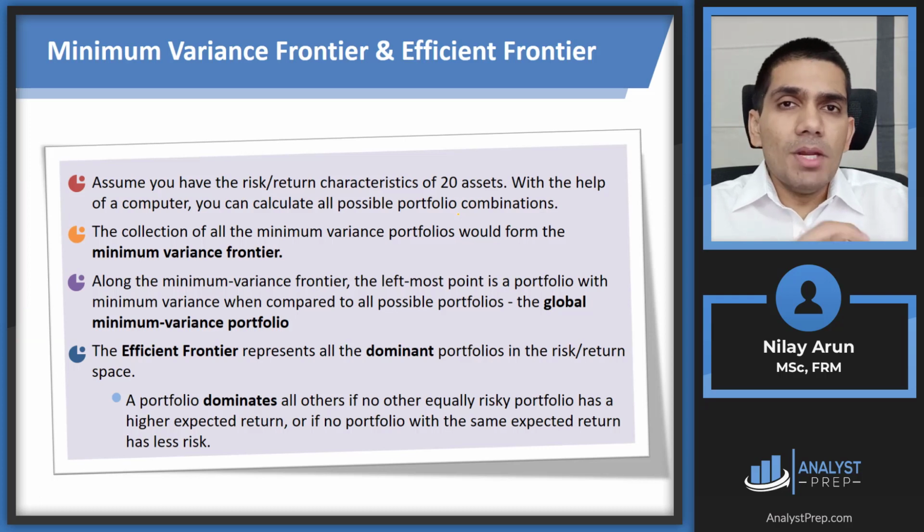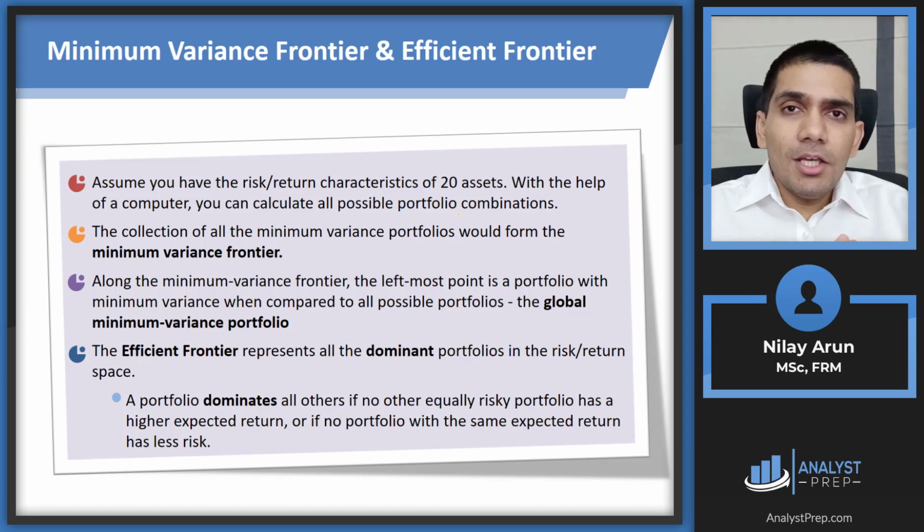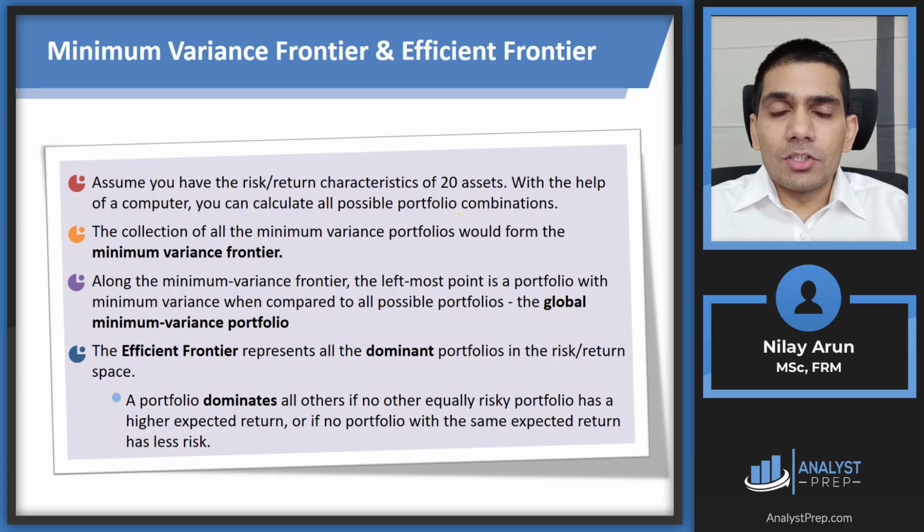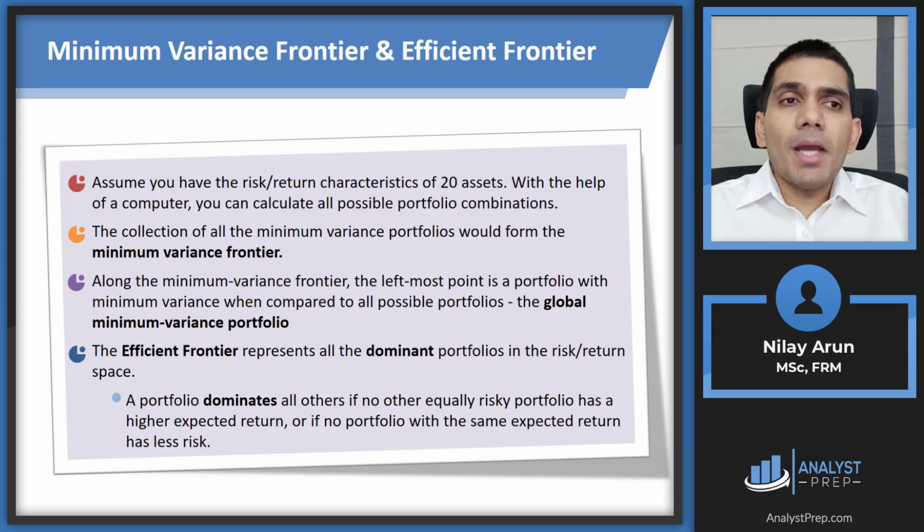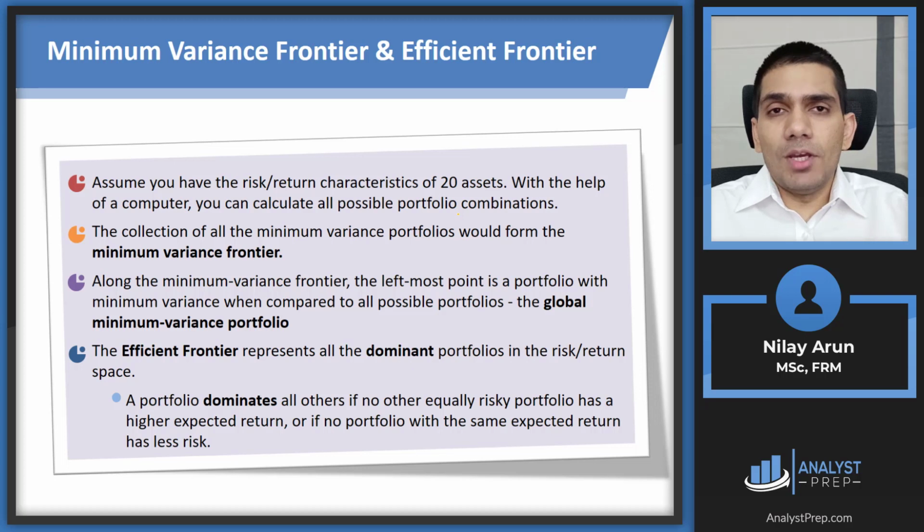All right. Now what is the minimum variance frontier? Now let's say you've been given information about 20 different assets. So you know the risk and return profiles of all of these 20 assets and you put them on an Excel sheet and create various portfolios out of those. Now, of course, you could do this manually as well, but it's not going to be that easy. And on an Excel sheet, it's just going to be a matter of seconds that you'll be able to create such portfolios. Now, once you have calculated all these various portfolio combinations, when you combine all the minimum variance portfolios together, that would essentially form the minimum variance frontier.